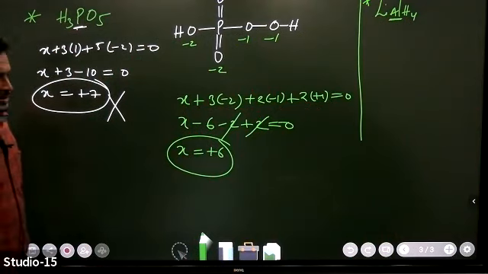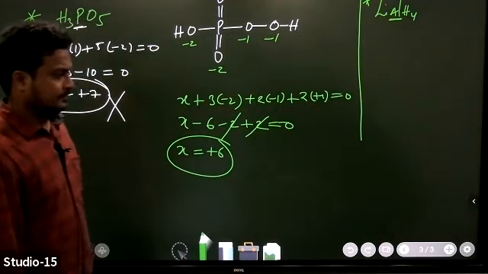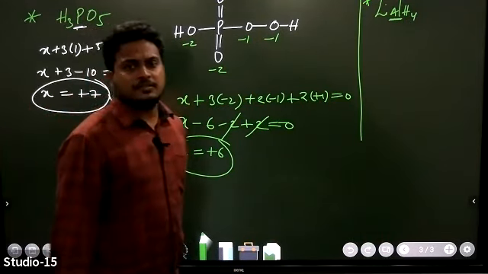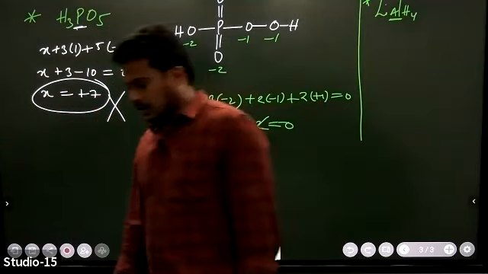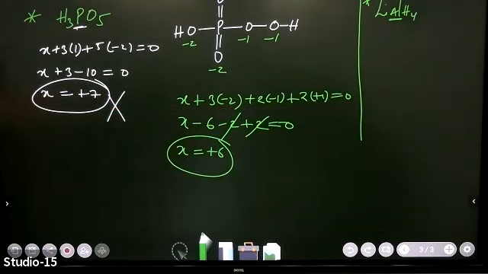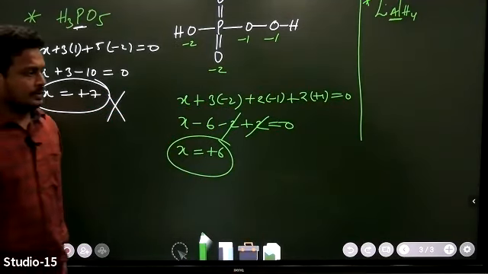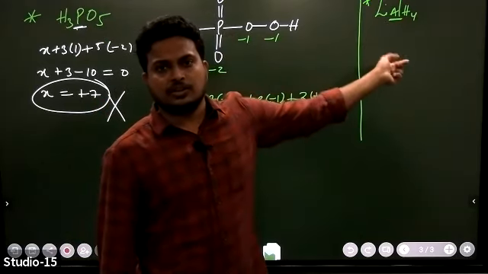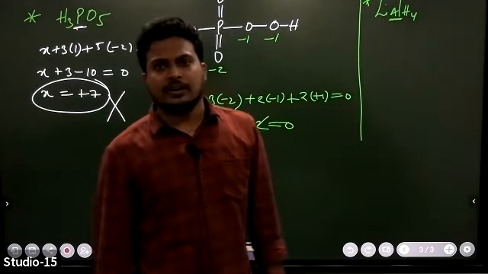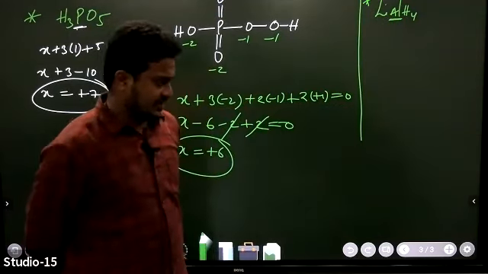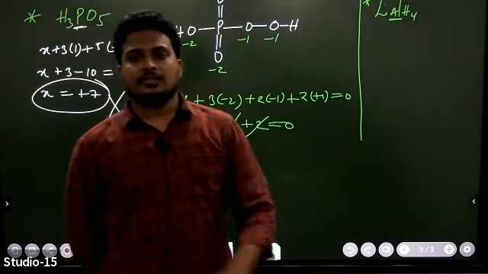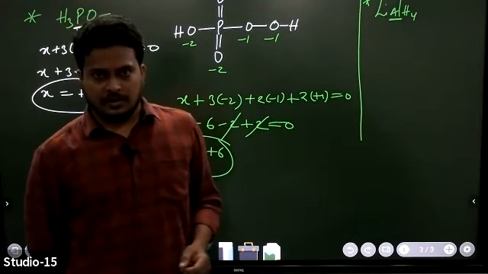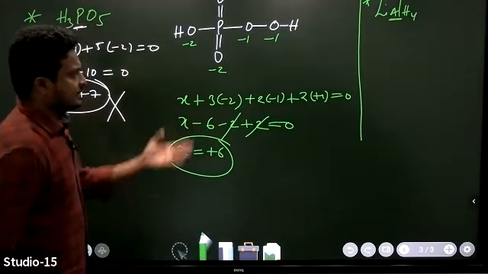Try to say. Once you see yesterday's class, we already discussed it: the rules to write oxidation states. Here lithium is a metal and aluminium is also a metal. With metals, hydrogen shows which type of oxidation state, positive or negative? Negative. With metals, hydrogen always shows negative oxidation state, that is -1. With non-metals, hydrogen shows positive oxidation state, that is +1.